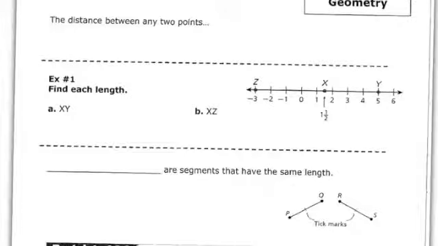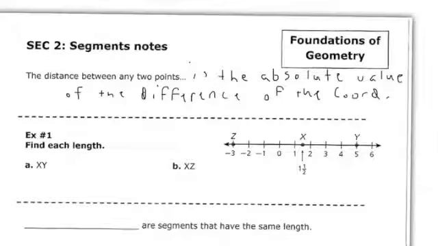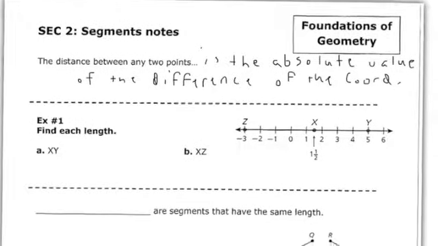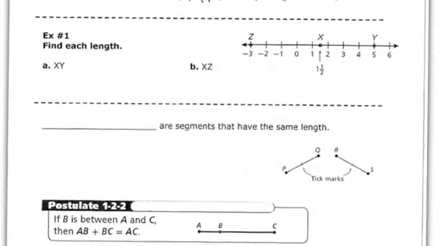The first thing you need to know is that the distance between any 2 points is the absolute value of the difference of the coordinates. So the distance between any 2 points is the absolute value of the difference, meaning subtraction, of the coordinates. Let's take a look at how we're going to use that.